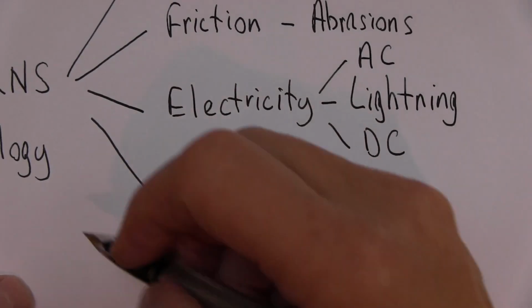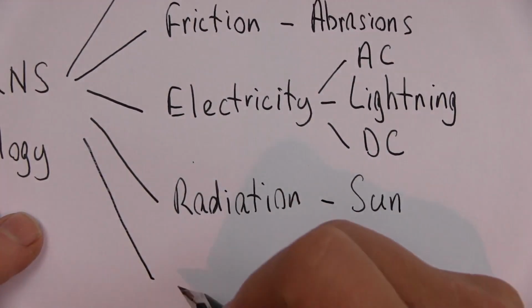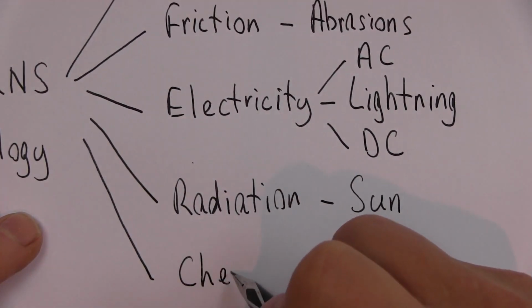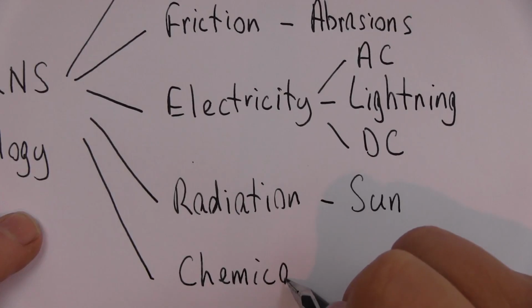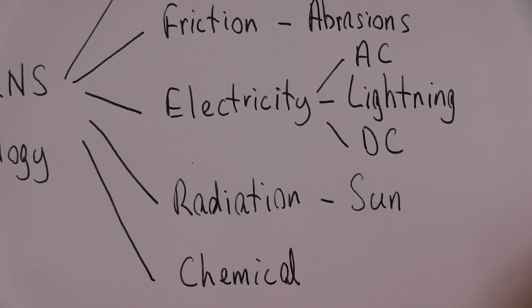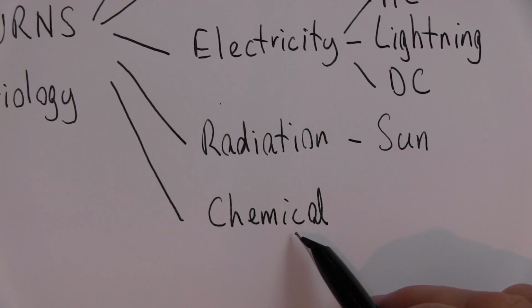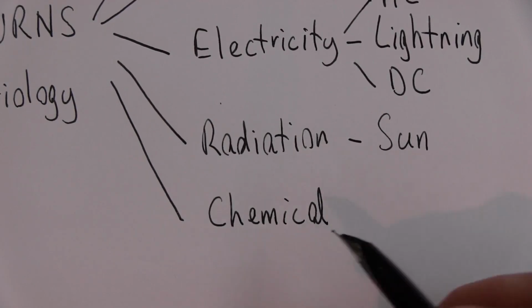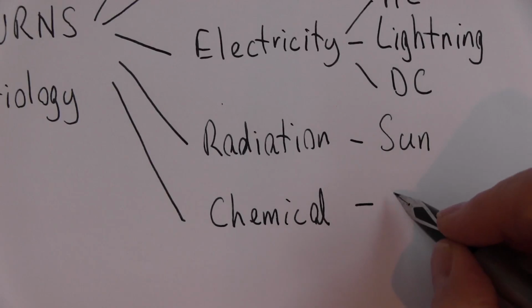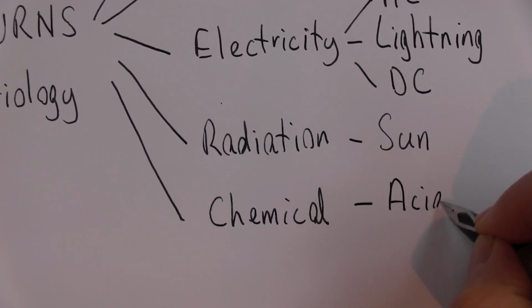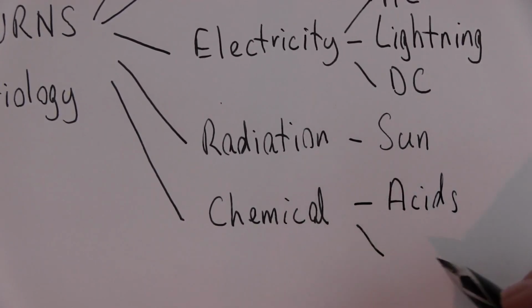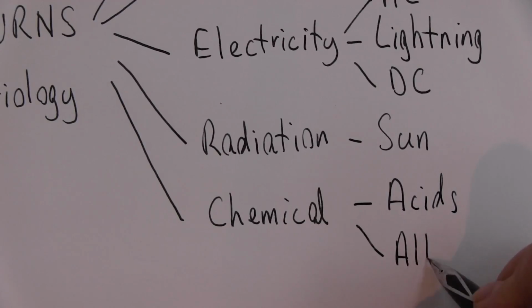And then the other kind of burns we talk about are chemical burning. And chemical burns are more common in less economically developed countries, unfortunately. But these can be caused by acids, and they can also be caused by alkalis.